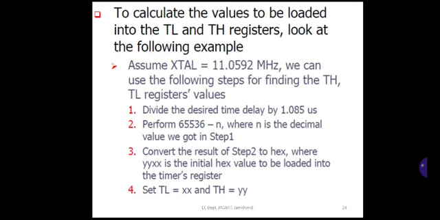What you have to do is divide the desired time delay by 1.085 microseconds, then perform 65,536 minus the resulting value. Here n is the decimal value that we got in step number 1. Then convert that result into hexadecimal. In that hexadecimal number, the lower byte must be loaded in the TL register and the higher byte must be loaded in the TH register.